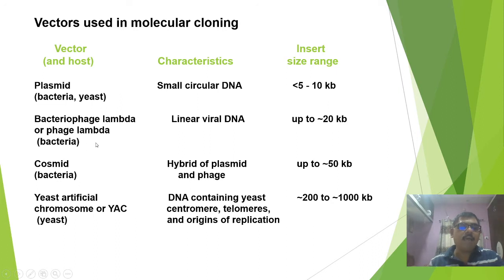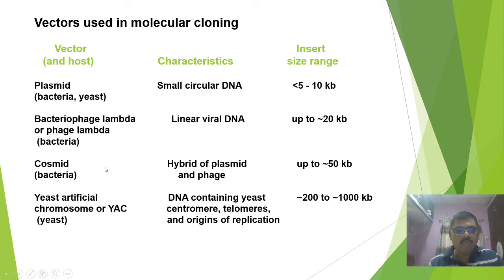Bacteriophage lambda or phage lambda is a linear viral DNA and the insert size may be up to 10 kb. The insert size means how much foreign DNA we can insert with the help of the plasmid, 5 to 10 kb. Then using bacteriophage, up to 20 kb.